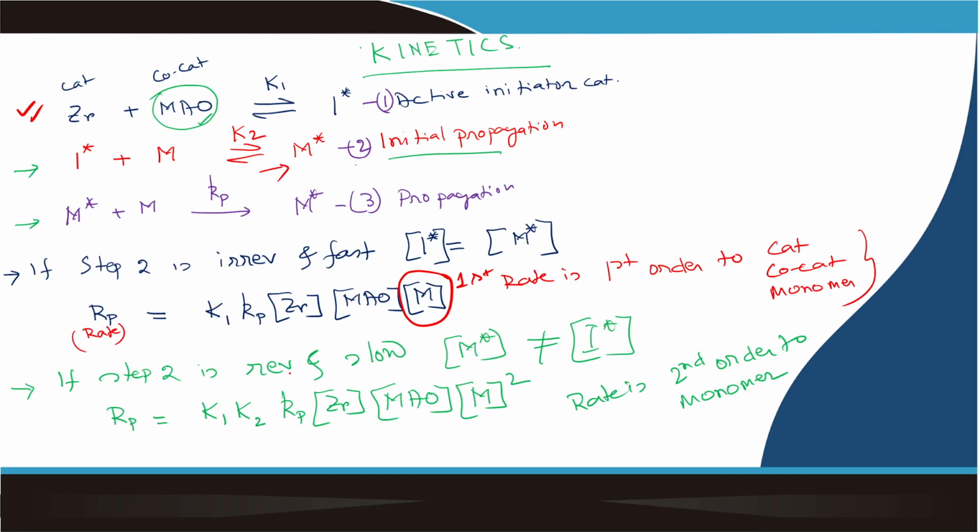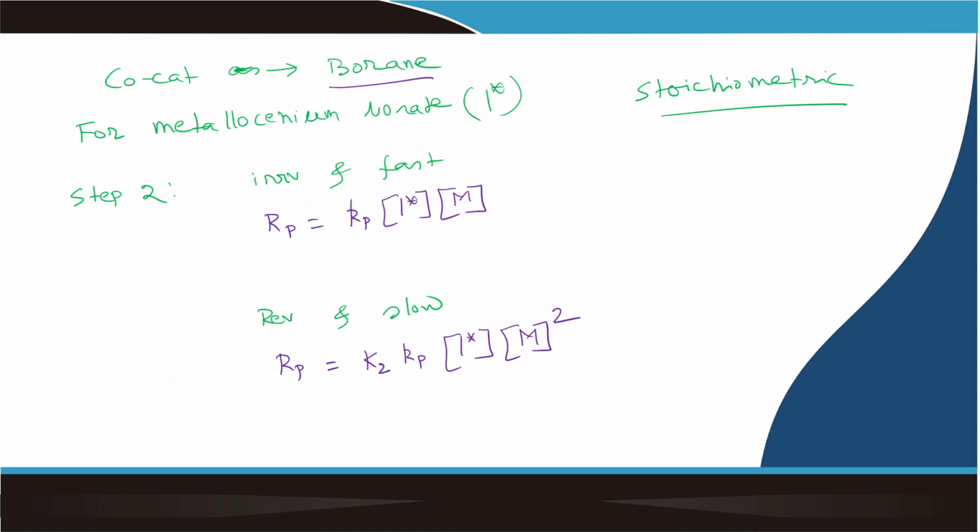Now, if it is reversible and slow, these two are not in equilibrium, and their concentrations are different. Then the rate which you are going to end up with is different, and here you are seeing that the order is second order. So that's the thing actually for this.